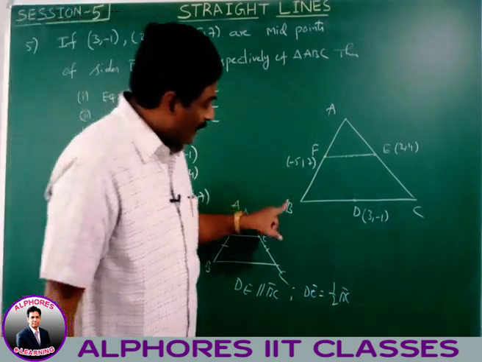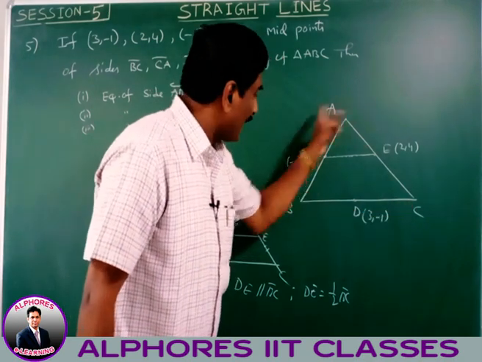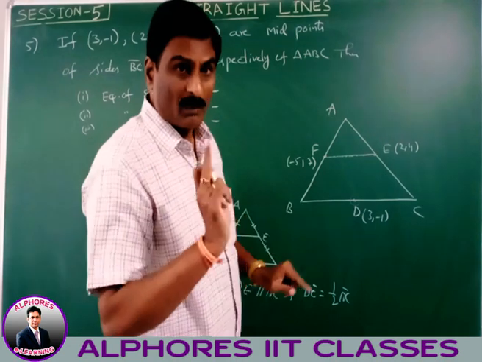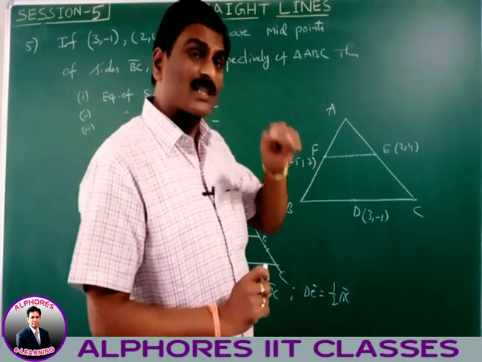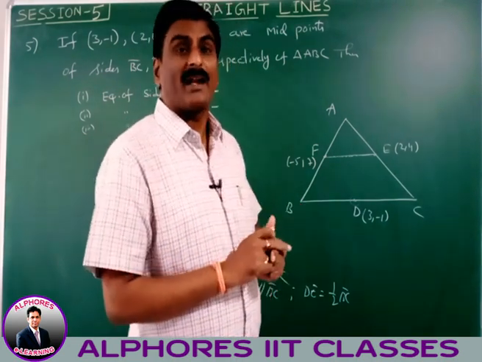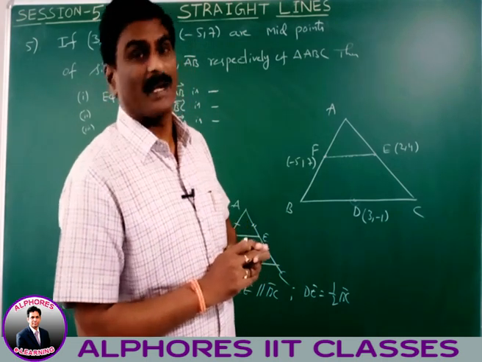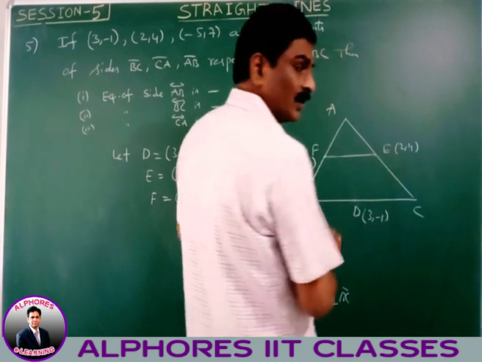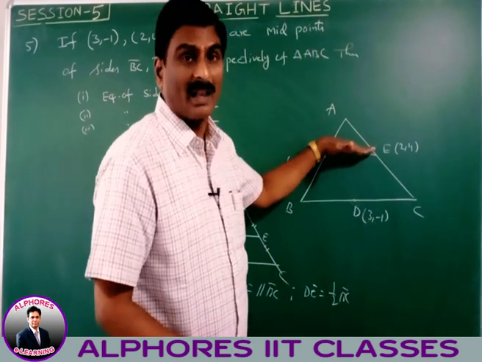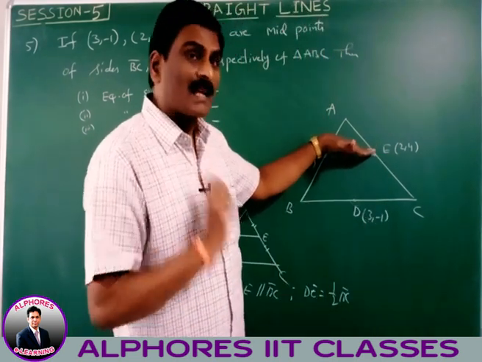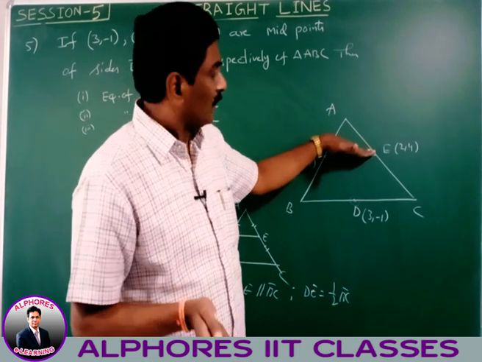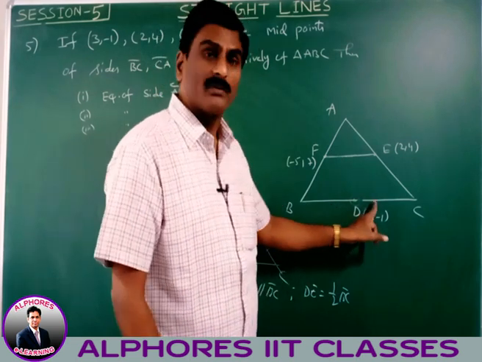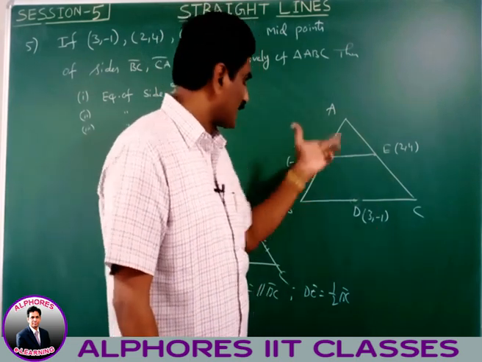Now we find the equation of the sides BC, CA, AB. On the side BC, one point D is available. Suppose we find the slope of the line. What is the equation of the line? Y minus Y1 is equal to M into X minus X1. This line BC is parallel to EF. So first we find the slope of the line EF. If two lines are parallel, what is the condition? Slopes are equal. By using slope-point form, we find the equation of line BC. Similarly, we find AC and AB.